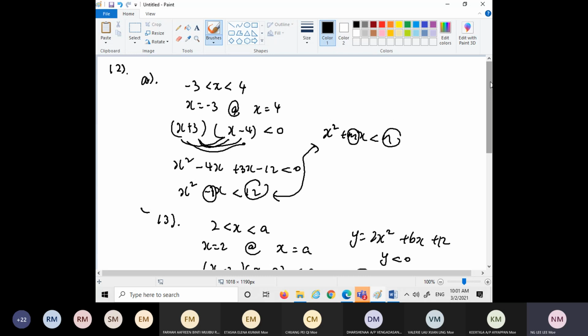So for 12b, I think it's the same thing. If we are not able to compare, you have to divide, because the inequality given is 2x squared. The coefficient for x squared again is not 1, so you have to divide every term by 2. Do something like question 13. These few questions are actually quite challenging.